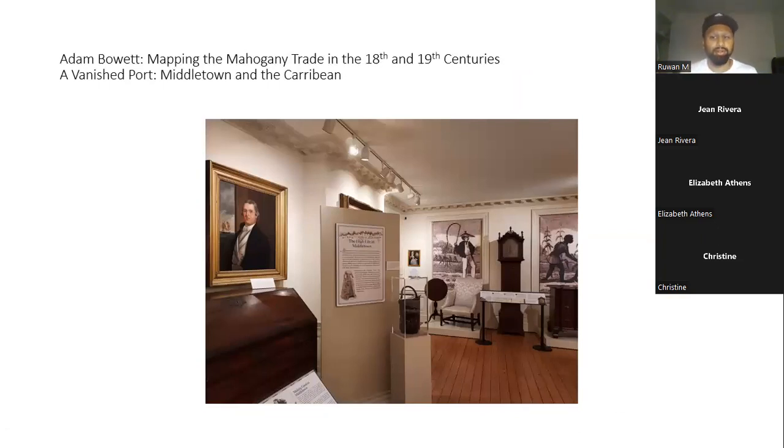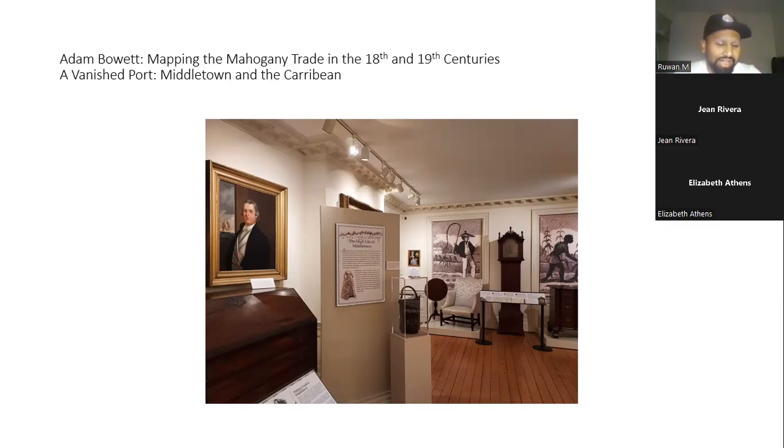So mahogany, and then I was thinking of bringing up the talking point of slavery. With the presentation, I can include photos of different exhibits, because I was at the Middlesex County Historical Society doing research on Simeon North, and they had a big, at least for them, really big exhibit called A Vanishing Port, Middletown in the Caribbean. And it was all about how Middletown, Connecticut used to be a huge bustling port city in the late 18th century, early 19th century.